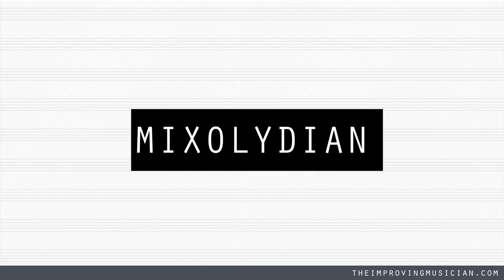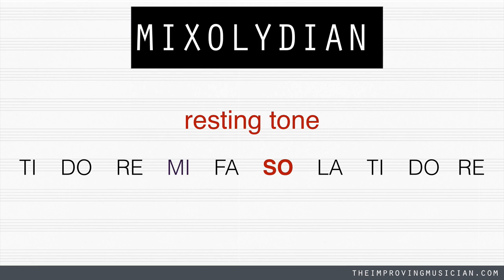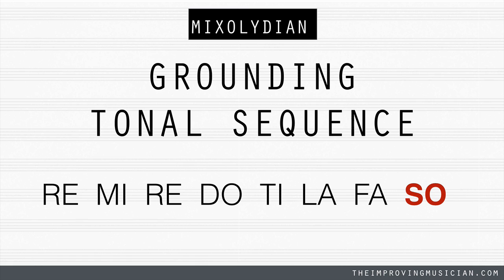Mixolydian tonality. In Mixolydian, the resting tone is Sol. Our grounding tonal sequence is Re, mi, re, do, ti, la, fa, sol. This tonality is used in many rock and blues songs, and aspects of this tonality, specifically the flat 7 chord, are often borrowed and used in major tonality.